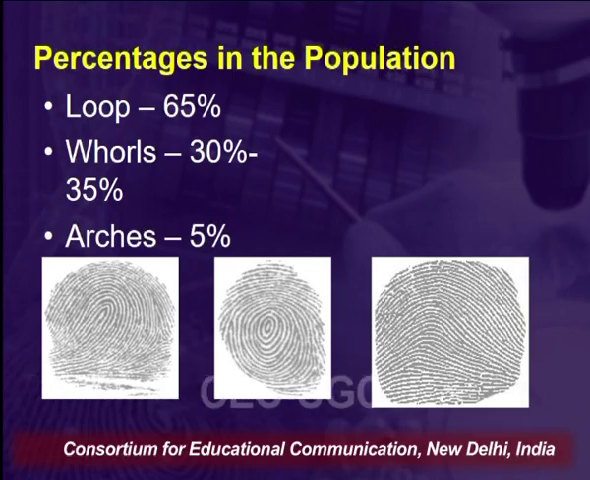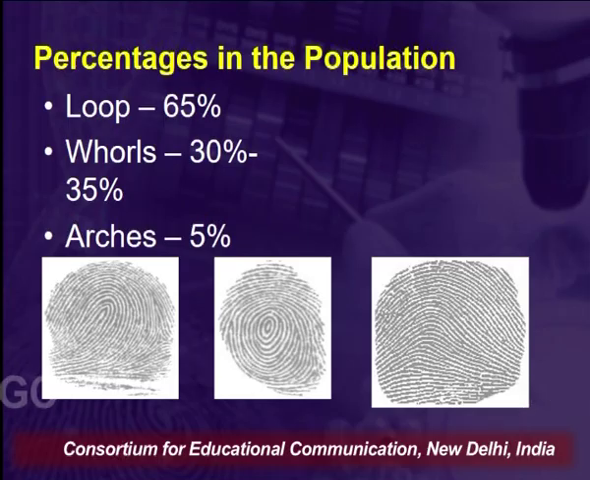The first one you can see is the loop pattern, the second one is the whorl pattern and the third one is the arch. So, Galton has given these terms. He has classified these patterns as loops, whorls and arches.